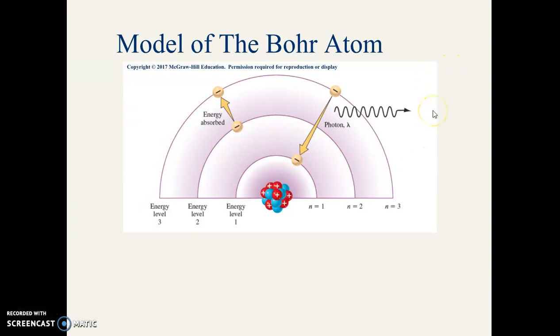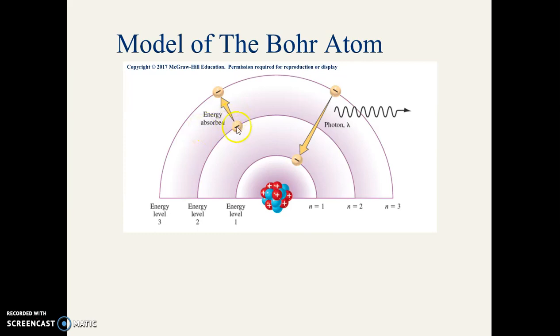So here's the Bohr atom model. And each one of these rings represents an energy level. I'm going to show you that there are 7 energy levels that correspond to the 7 rows on the periodic table. So you can find the electrons for the first row in this first energy level, the second row in the second energy level, the third row in the third energy level, and so on and so forth.